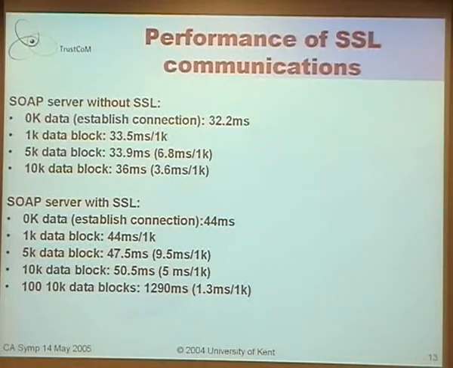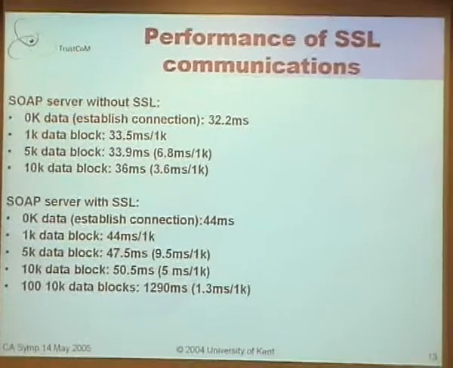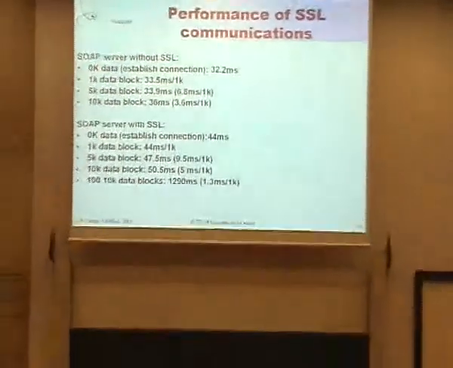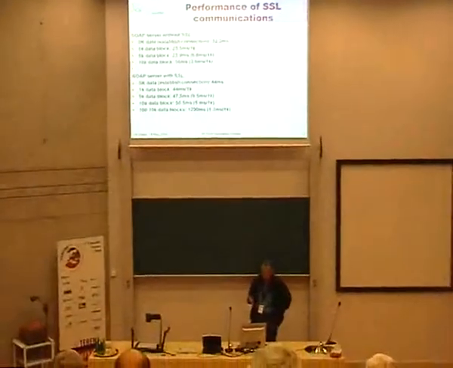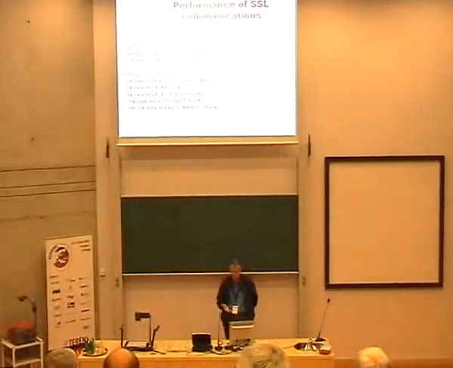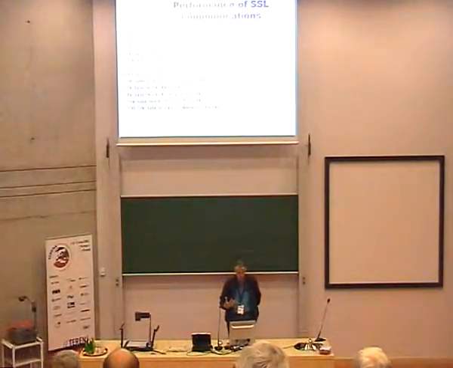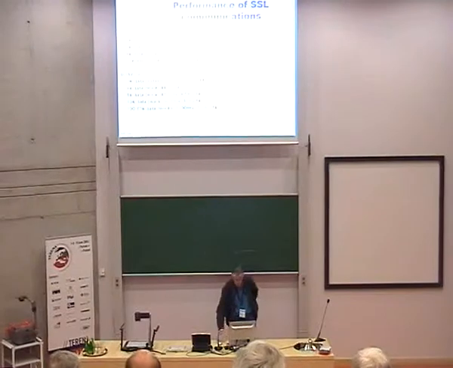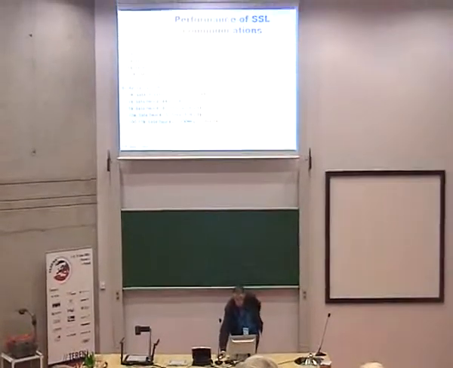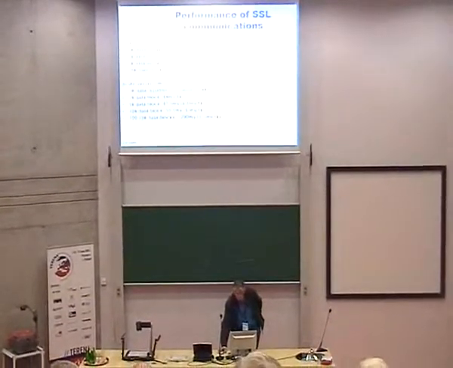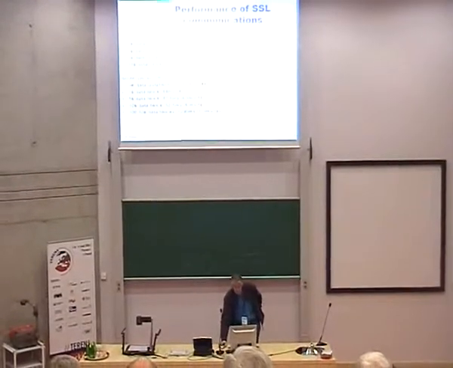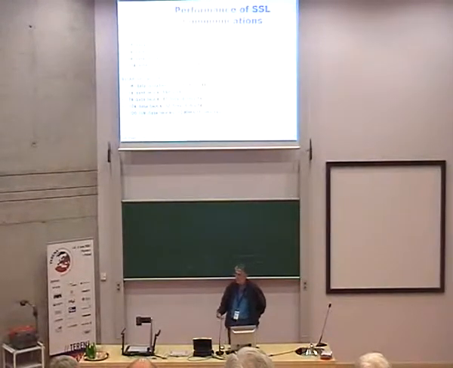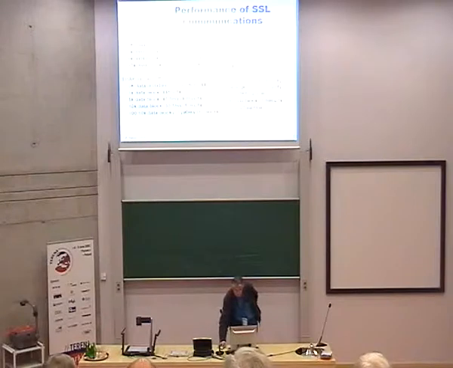Now, as I said, we had a performance target, and the performance target was that we should be able to write at least 500 records a second to it. So we did some measurements, just using a standard PC, of SOAP without SSL and SOAP with SSL, and we found that we could get down to 1.3 milliseconds for 1K. So that performance was okay. That was SOAP over SSL, so that would be acceptable.